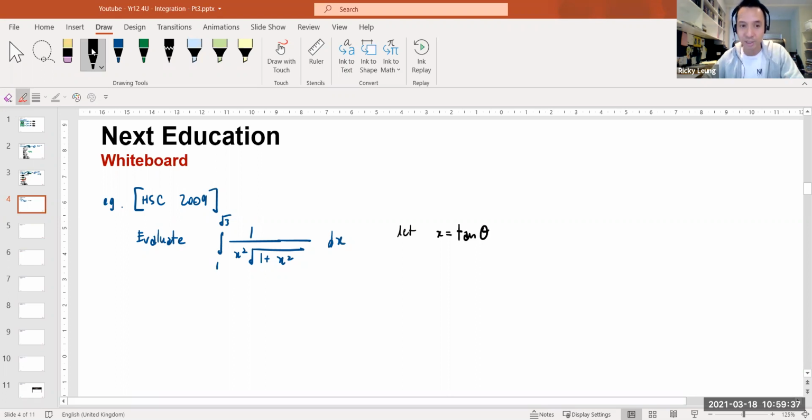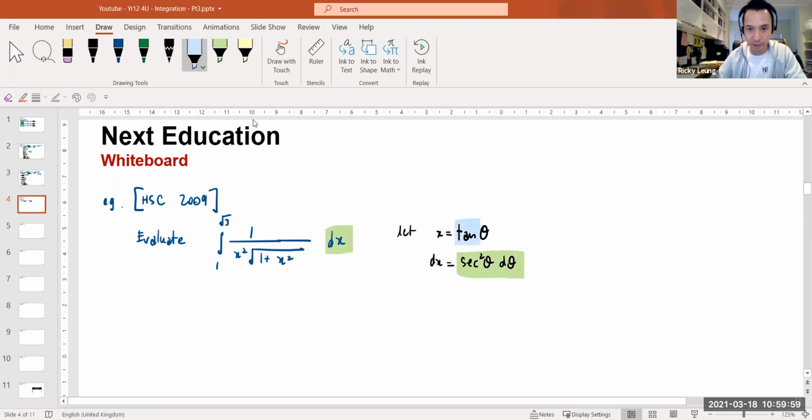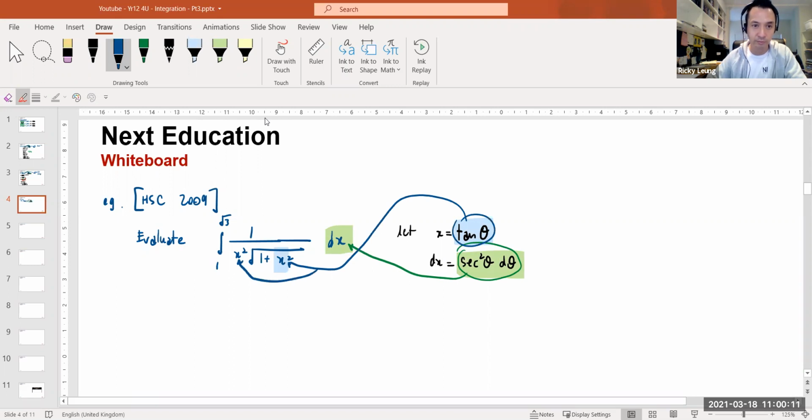Now I'm going to do an extra thing here, because there are limits. I'm going to replace those limits as well. Let me differentiate first. So dx equals the derivative of tan, which is sec squared theta d theta. Previously I basically just substituted that into there and that into there, and that was it. But because of the limits, I need to do a third substitution.